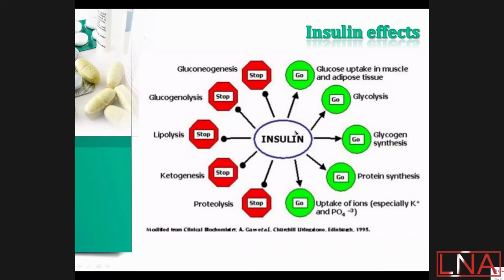But also, insulin increases glycolysis, increases glucose uptake in muscles and adipose tissues, and increases or stimulates protein synthesis and uptake of ions, especially potassium ions and PO4 ions. But from another side, this substance decreases or blocks lipolysis, proteolysis, gluconeogenesis, glycogenolysis, and ketogenesis.